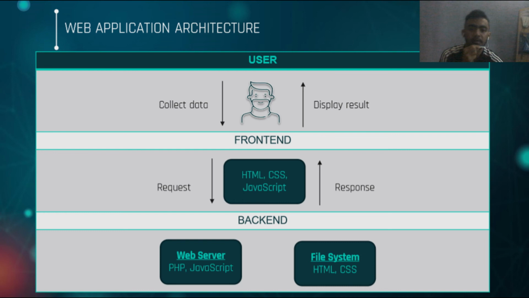For example, the bill amount and the chosen tip percentage are on the client side, where the data is collected from the user. On the other hand, all the actions that are happening behind the scenes, like the tip and total value, are the back end of our web application. That's all from me. Thank you.